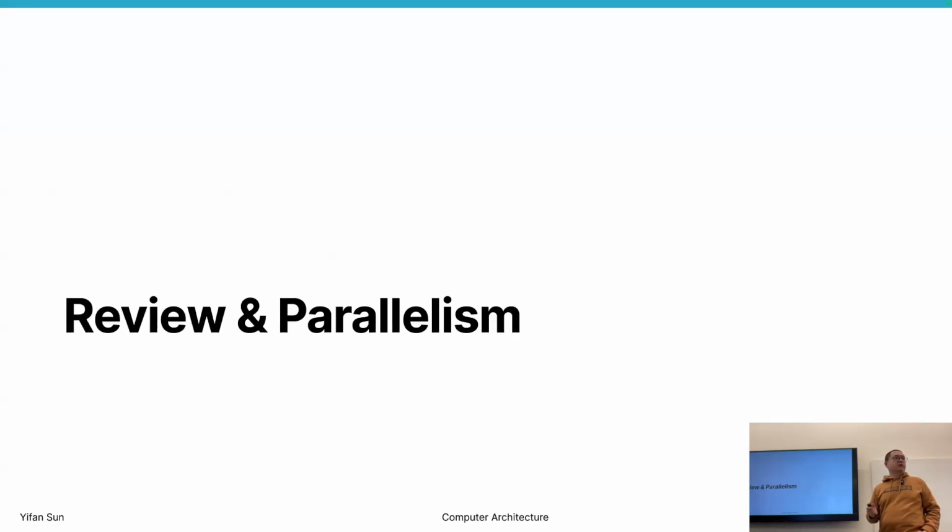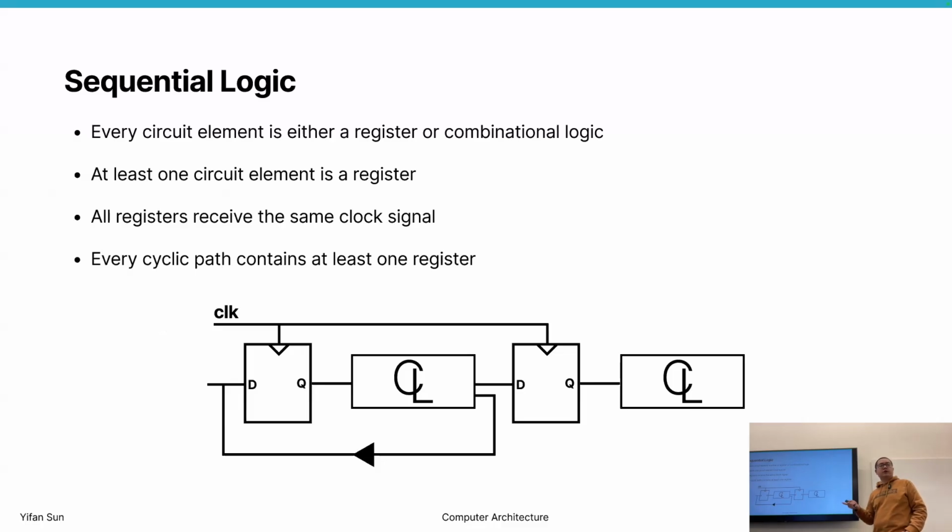So let's give a quick review and talk about parallelism. Last time we talked about sequential logic, right? In sequential logic, every circuit element is either a register or combinational logic. At least one circuit element is a register, and all registers receive the same clock signal. Every cyclic path contains at least one register. So that's very simple sequential logic.